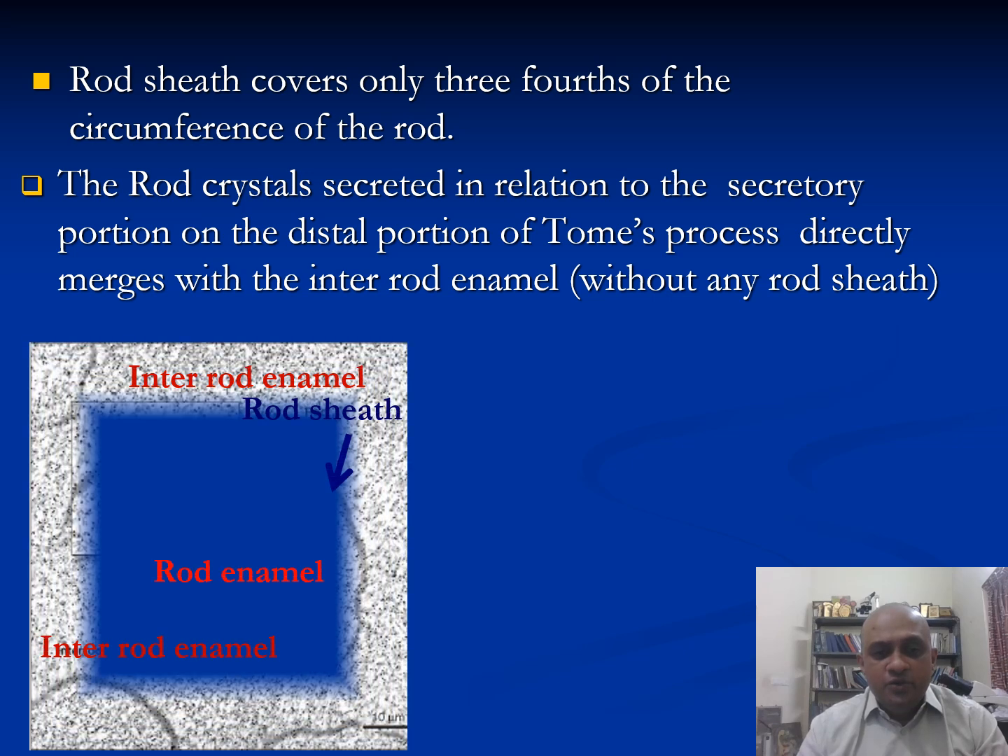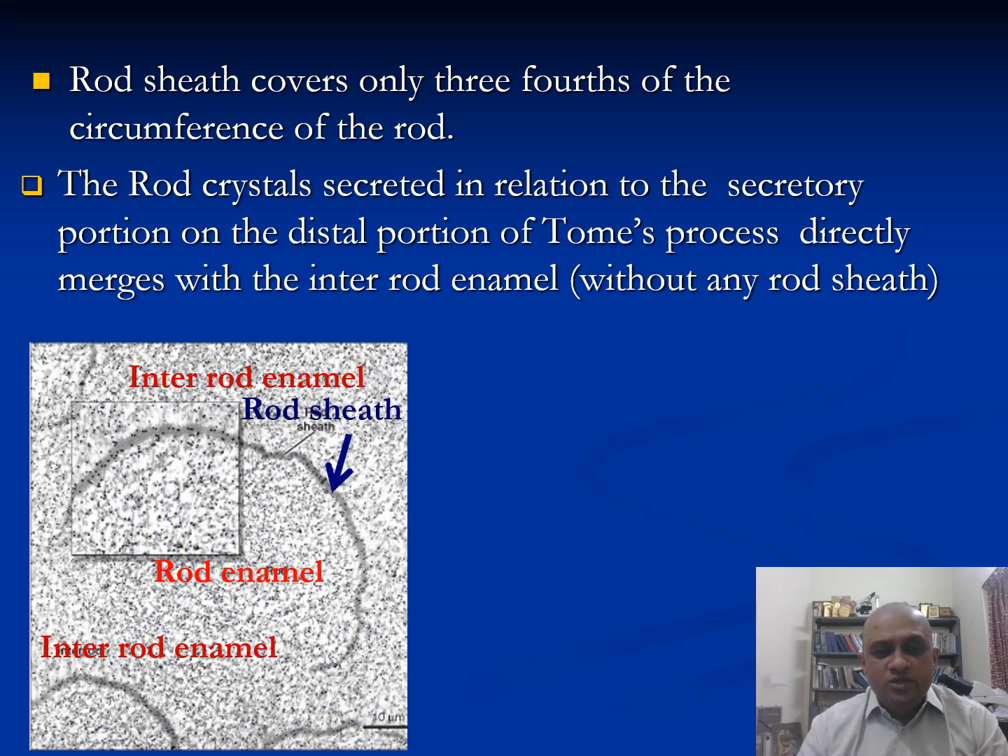Okay, so I will show you here. What you get outside is the interrod enamel, and what you get inside is the rod enamel. And you can see that interrod enamel and rod enamel are separated by an organic material that is a part of the distal part of the Tomes process, that is known as the rod sheath.